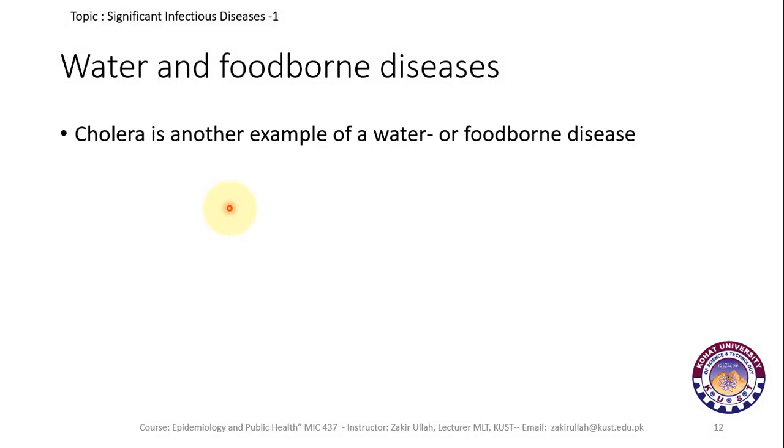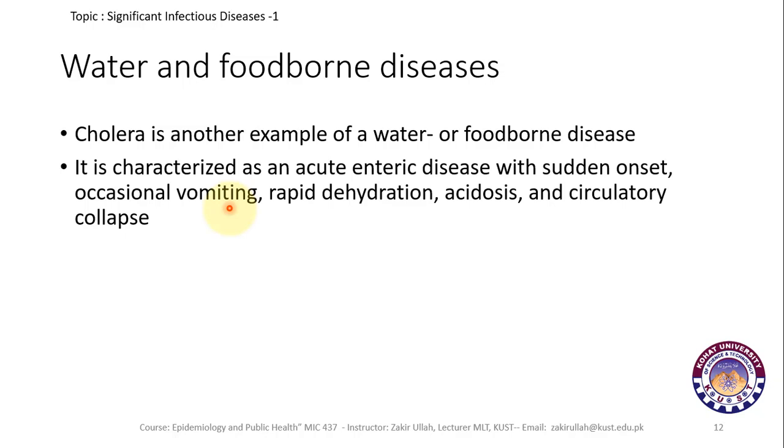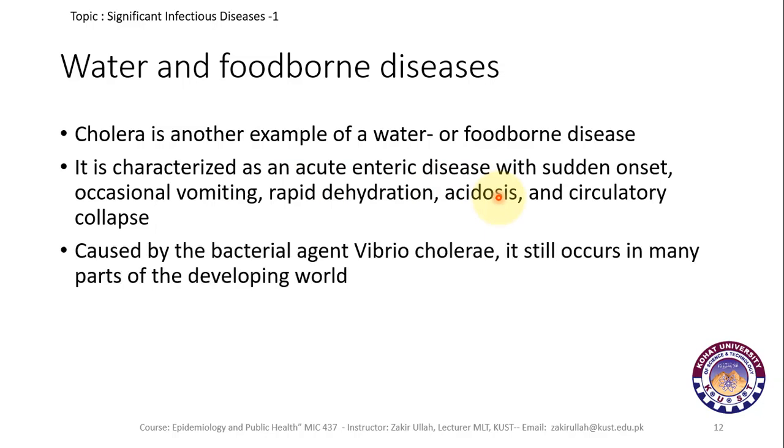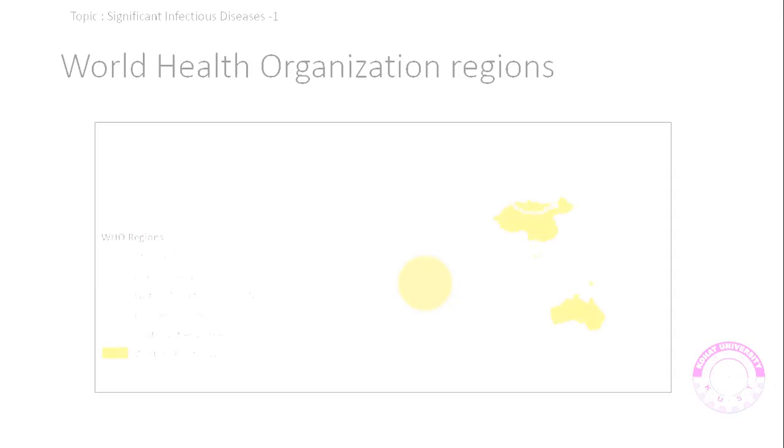Another example of water and foodborne disease is cholera, which is an important disease characterized by acute enteric illness with sudden onset of occasional vomiting, rapid dehydration, acidosis, and circulatory collapse. This cholera is caused by the bacterial agent Vibrio cholerae, and it is a pandemic in many parts of the developing world.